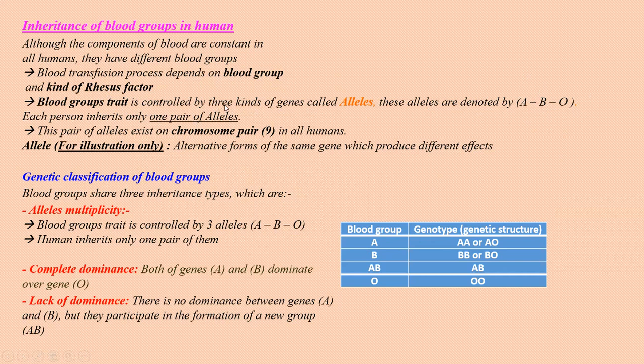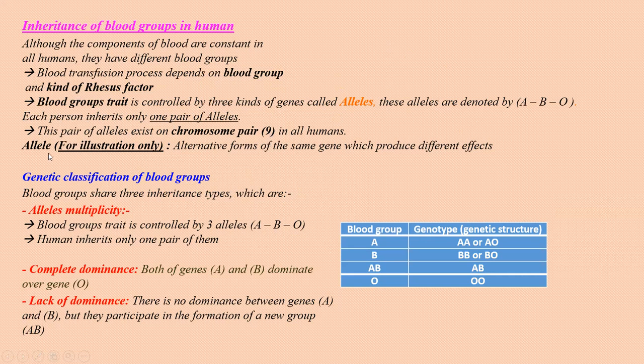So it is very important for me to know, this is a very very important part, that the blood group is controlled by 3 kinds of genes, 3 types of genes called the alleles. If I have a chromosome, I have 1, 2, 3 of them, they will make alleles for the blood group trait. Only a person inherits one pair of the allele. These pairs of allele exist on chromosome number 9. So chromosome number 9 is responsible for the appearance of blood group.